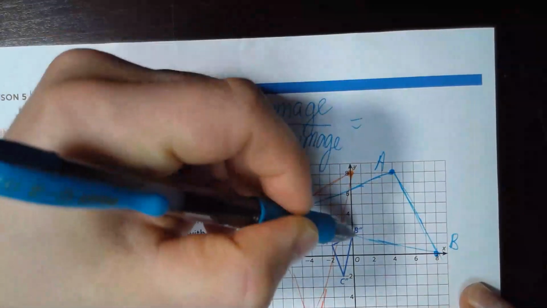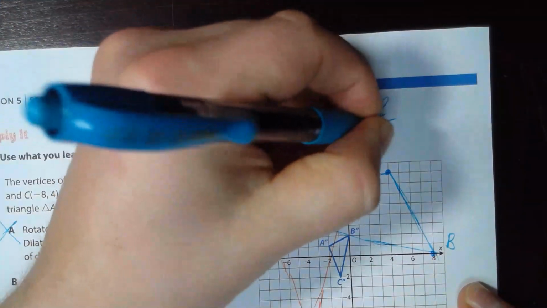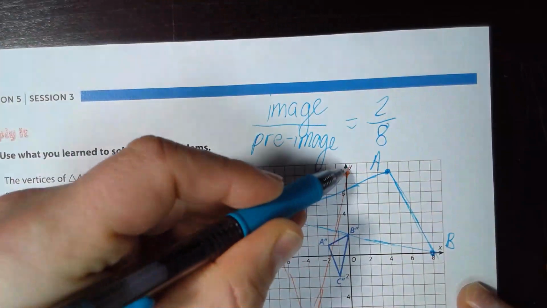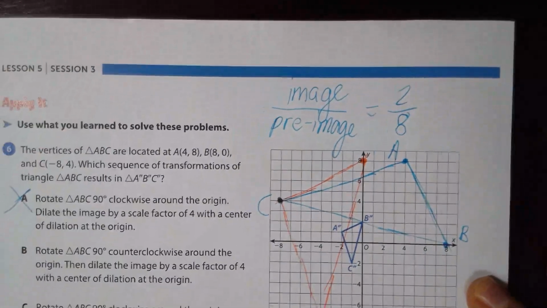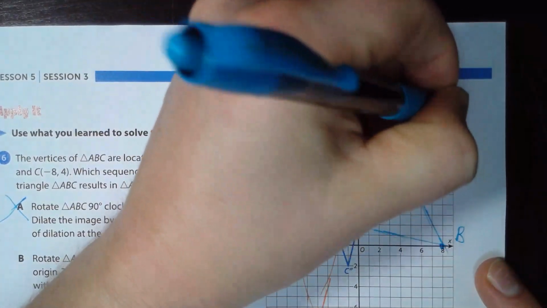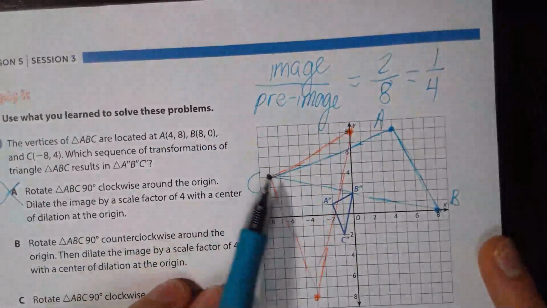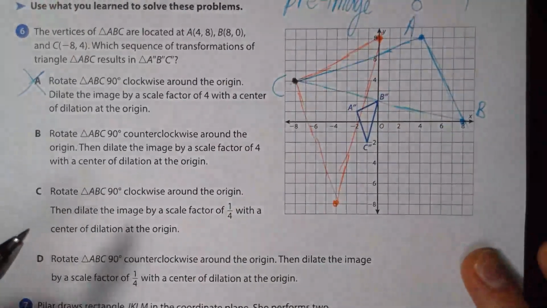Image divided by pre-image. 2, that's from our image, divided by the pre-image, 8. I'm just taking a point, right? Because I can take a point, I can take a line length, I can take anything, and I am going to get my scale factor. Well, that reduces down to 1/4, doesn't it? This is getting smaller, so I should get a number that's less than 1.